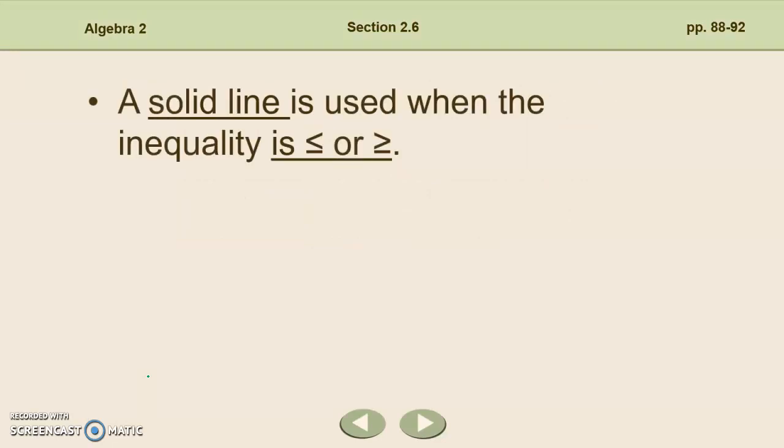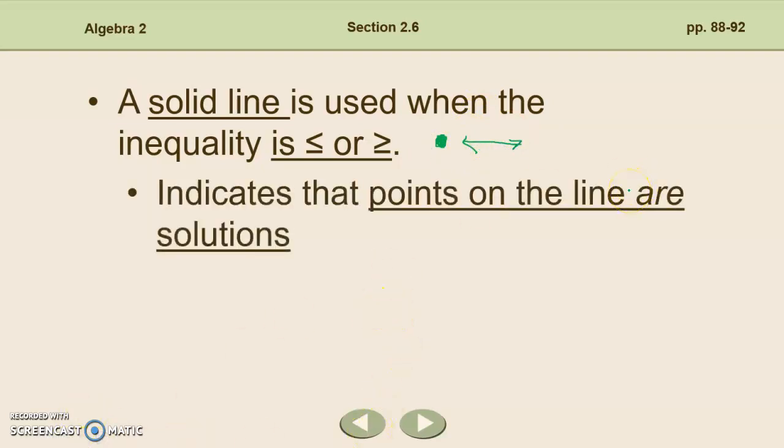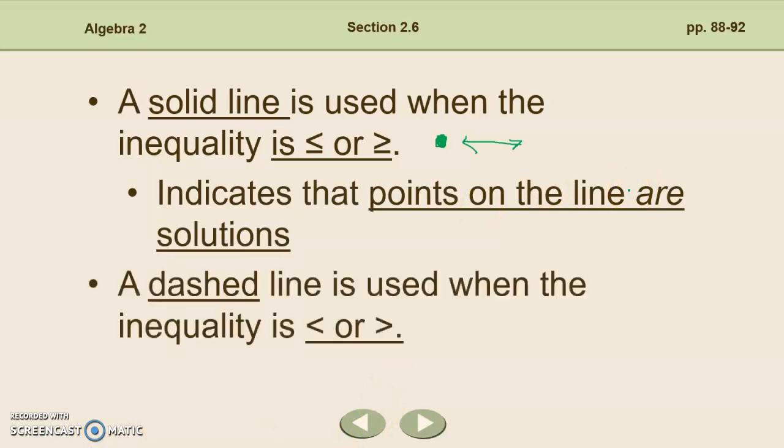A solid line is used when the inequality is less than or equal to or greater than or equal to. You'll remember when we were graphing these on a number line, when it was less than or equal to or greater than or equal to, we had to have a solid colored dot, closed in. So when we're doing this on the Cartesian plane, it's going to be a solid colored line to show that those points are included. It indicates that the points on the boundary, on the line, are in fact solutions. A dashed line is used when the inequality is less than or greater than. On a number line, we use an open circle to show that point was not included. And when we see this on the Cartesian plane, we will see a dashed line.